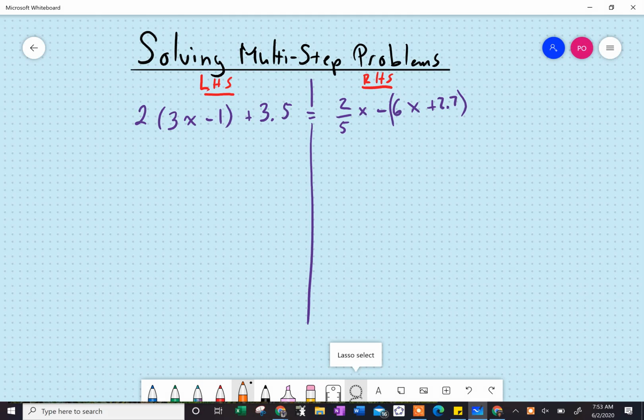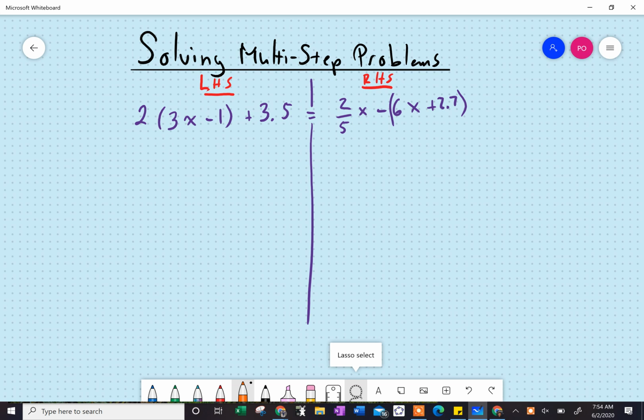Solving a multi-step problem. I don't really want to tell you how to do it. I'm just going to see what makes the most amount of sense. So what I have here is 2 times the quantity 3x minus 1, plus 3.5, and that's going to be equal to 2/5 of x minus 6 minus the quantity of 6x plus 2.7.